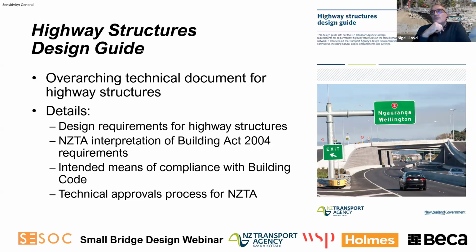It doesn't have an awful lot of meat in terms of telling you precisely what to do, but it's got an awful lot of good commentary and points in the right direction for certain things. It principally tells you the overall design requirements for highway structures on state highway and local authority roads. It gives an interpretation that the Transport Agency has developed in terms of Building Act requirements, and also how we, as a Transport Agency, view they can obtain compliance with the building code for the structures that you're designing.